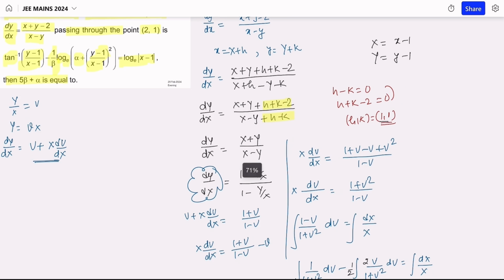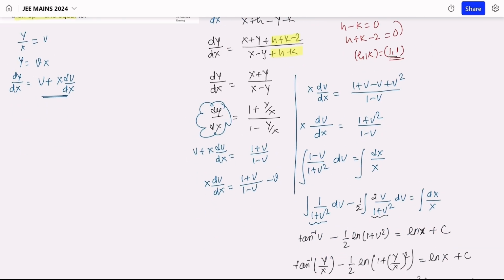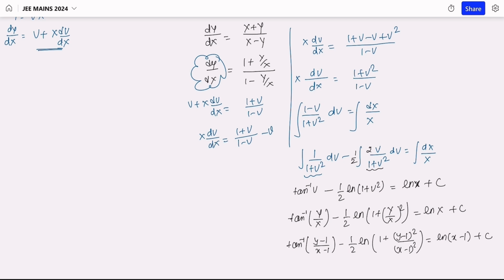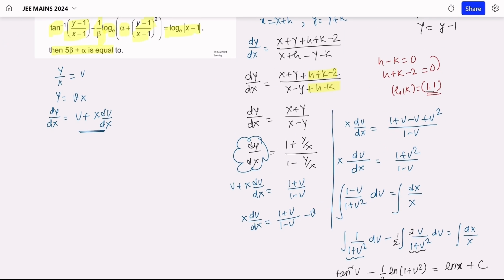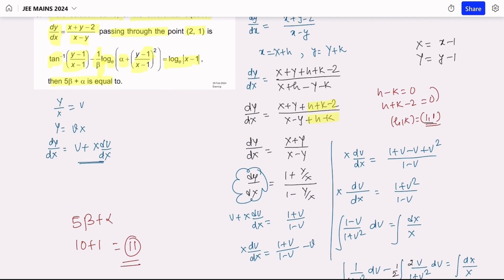Now if we compare both the equations here, this and this, so 1 by beta here we have, this term we have of 1 by beta, so beta value is equal to 2, and alpha value we have this one, that is alpha is equal to 1. So we have to find 5 times beta plus alpha, that is 10 plus 1, which is equal to 11. So 11 is our correct answer.